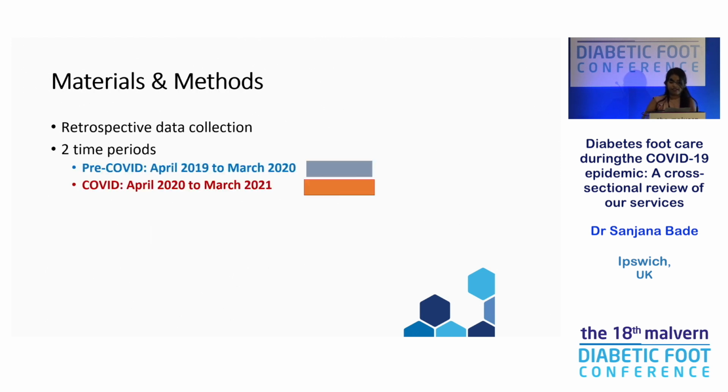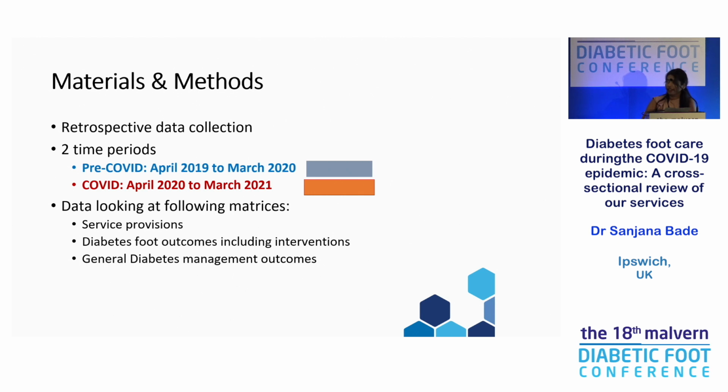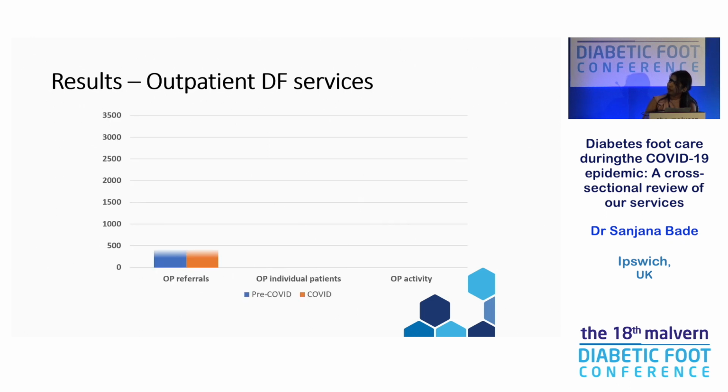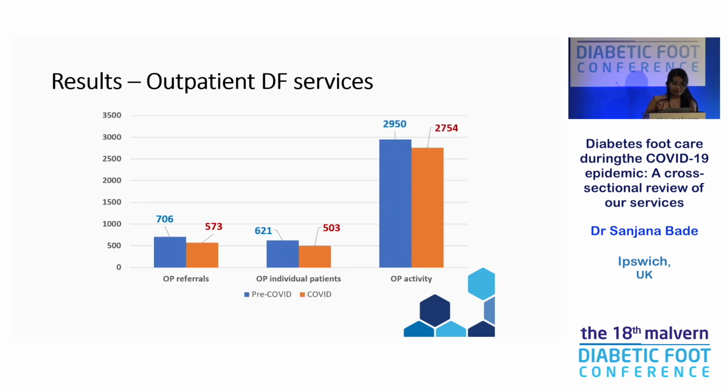In the next few slides, I'm going to show you the retrospective data we collected in the pre-COVID and COVID era, between April 2019 and March 2020, and then COVID struck us between April 2020 and March this year. We looked at our diabetic service provisions, diabetic foot outcomes, and general diabetes key performance indicators. First, let's have a look at outpatient diabetic foot services. You'll see that there was a reduction in both outpatient referrals and individual outpatients seen, but our outpatient activity was not reduced despite the reduction in referrals.